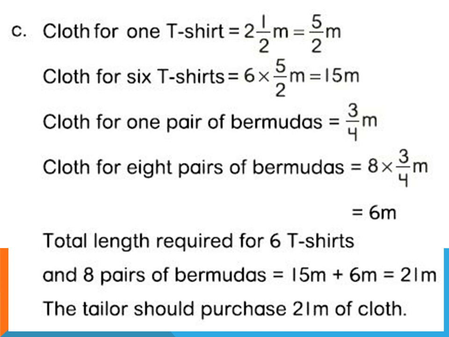Now cloth required for 1 pair of Bermudas is 3/4 meter. For 8 pair of Bermudas, it will be 8 into 3/4. 4 cancels out 8 and becomes 2. So 2 into 3 becomes 6 meters. So cloth required for 8 pairs of Bermudas is 6 meters. So the total length required for 6 t-shirts and 8 pair of Bermudas equal to 15 plus 6 equal to 21 meters. Thus the tailor should purchase 21 meters of cloth.